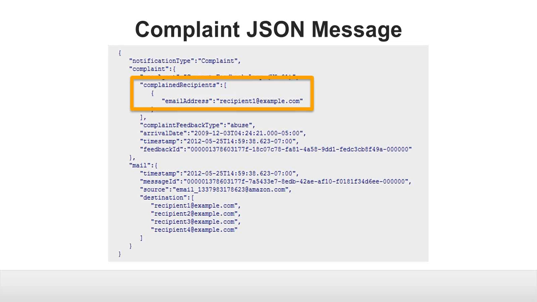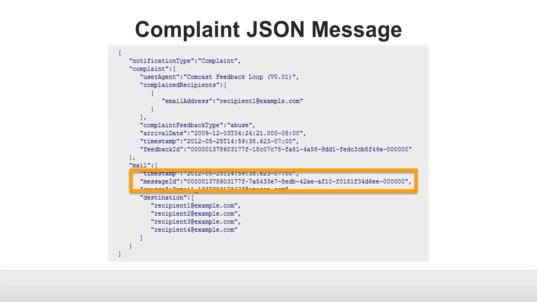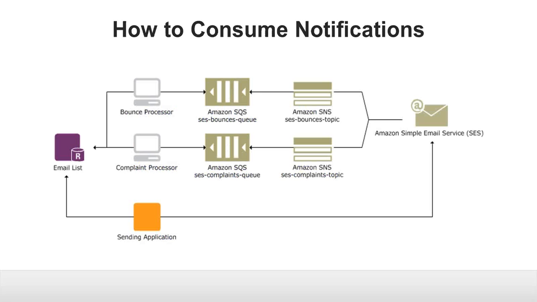Sometimes ISPs redact the email address of the customer that complained. In this case, SES will look up the original message based on the message ID, and if the message has multiple recipients, SES will select recipients that belong to that ISP's domain and list them in this field. And again, message ID is a unique identifier that you can use to look up the original message.